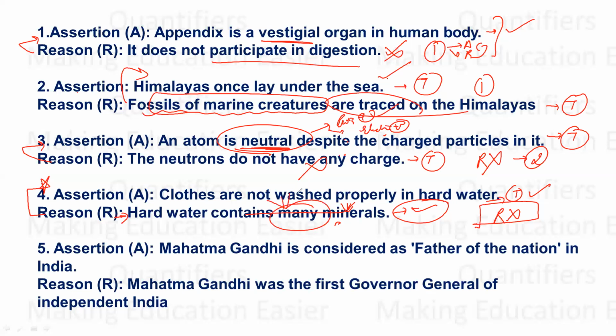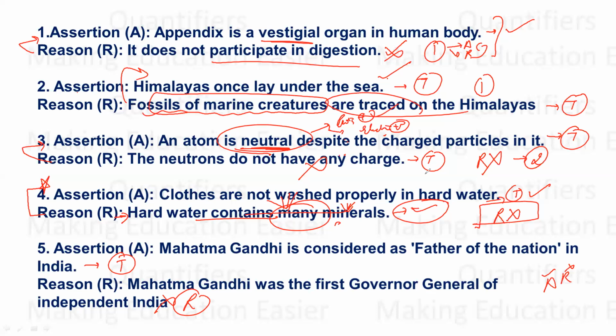It is not just limited to calcium or magnesium only. So that is the reason that it is not the correct explanation of A. Now, Mahatma Gandhi is considered the father of the nation in India, and it's very simple. Okay, so this is true. Mahatma Gandhi was the first Governor General of independent India. No, okay, not Mountbatten, I suppose. So that is the case. So here the answer is A is true, but R is false.